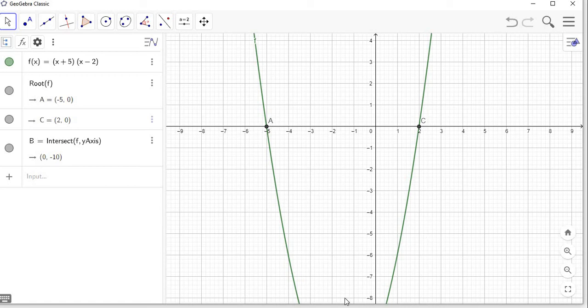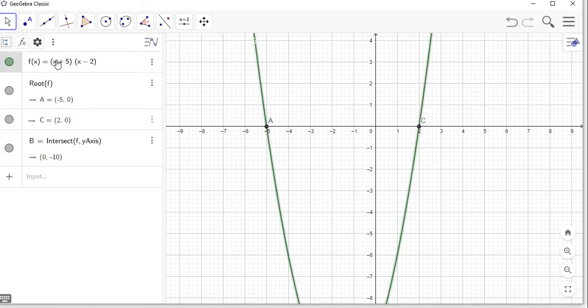Quadratic equations are always in a U shape or a V shape, but they don't always cut the x-axis. When they cut the x-axis, these are said to be the roots of the quadratic equation. If they don't cut the x-axis, if they are up here or down here, then they are said to have complex roots or imaginary roots.